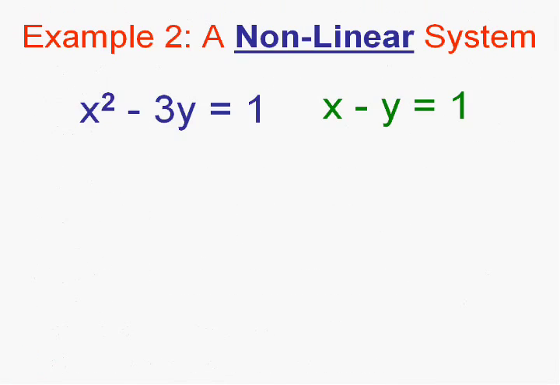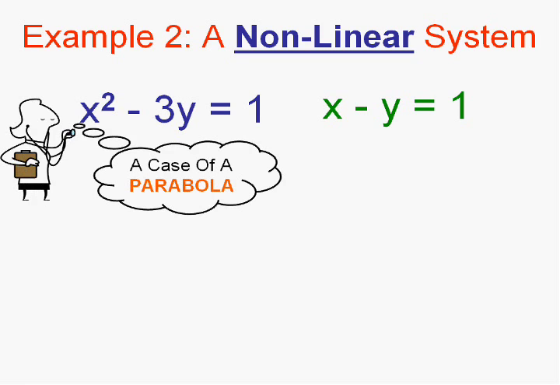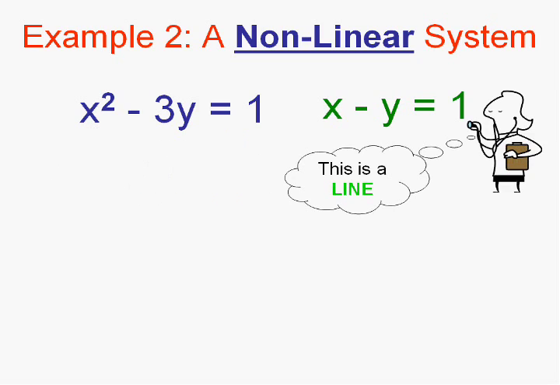Okay, do that again. This time, let's do it with two graphs or two equations that are not lines. The blue one is going to end up being a parabola, and the green one is a line because it's of degree 1. There are no exponents. So we don't know how many points of intersection we'll have. We could have more than one, though, is the point.